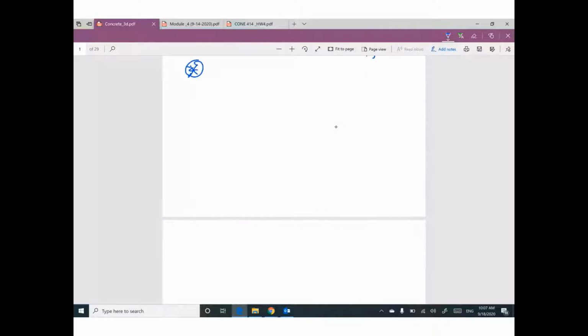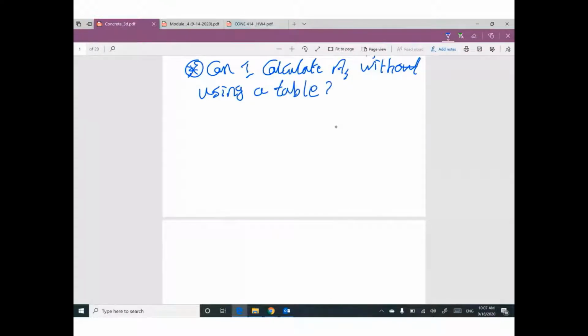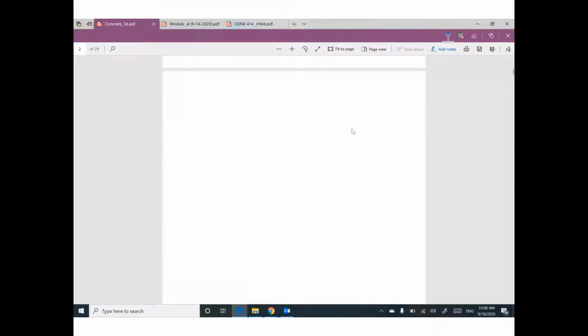Can I calculate area steel without using a table? Yes, you can. Really? Yeah, you can, but you cannot realize that you can.